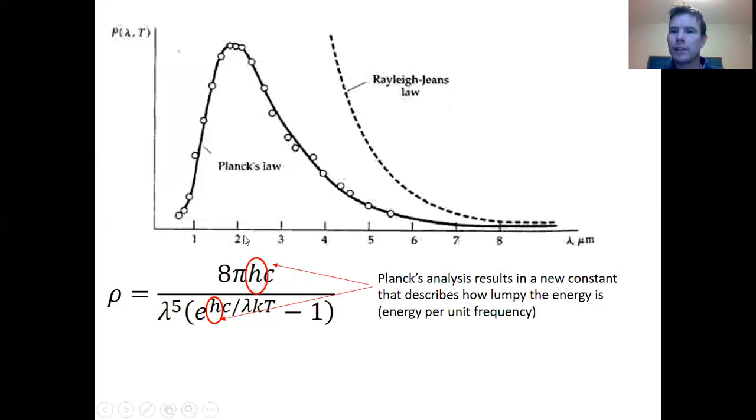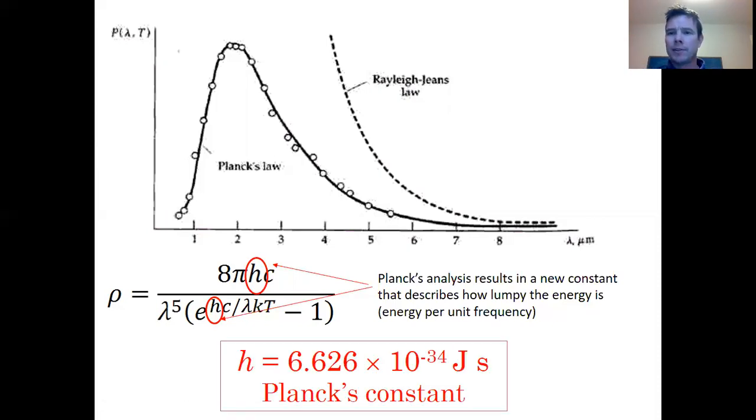And importantly, in this analysis, when you make this new assumption, you get some new constant in this equation. So you'll see there's actually two here. The important one is h. I'll talk about that in a second. The other one is c, the speed of light. But this new constant h, which shows up, is describing how lumpy this energy is, right? The amount of energy per unit frequency. And this is given an important name. He was able to determine this from an experimental fit of his data. And we now recognize that it has the value of 6.626 times 10 to the minus 34 joule seconds.